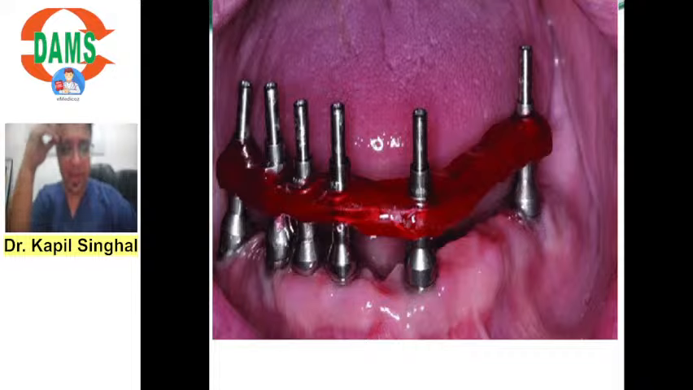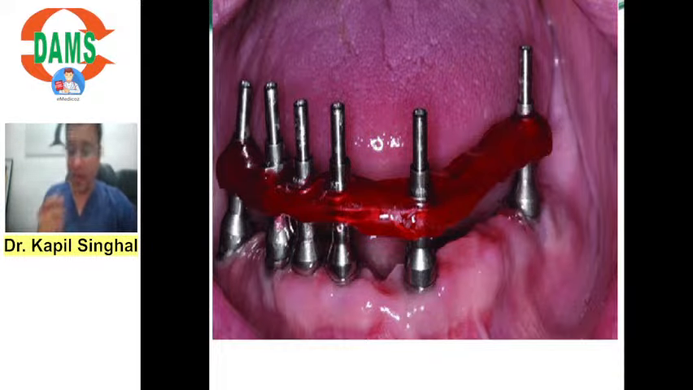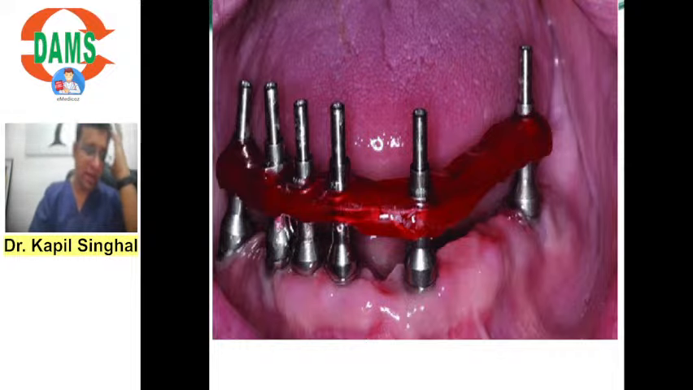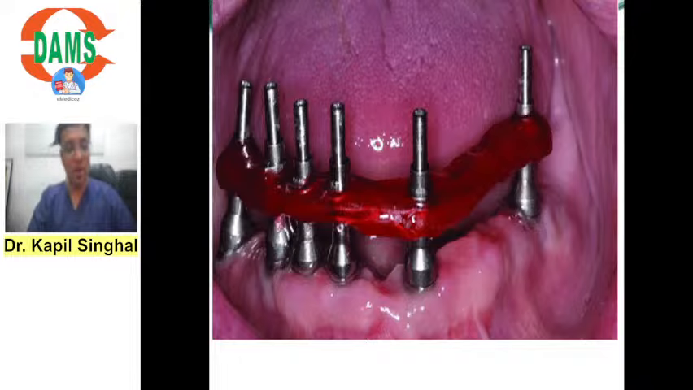Similarly, if I am making an impression for implants where there is more than one adjacent implant and I am not splinting them, this is an elastomeric material, whether it is polyether or addition silicone, it is an elastic material. If my impression post moves even by microns during the impression, my prosthesis, my crown that will come, will not seat over my implant. So it is very important that when I am making an impression for adjacent, multiple implants, I always join the impression posts, I always splint them.